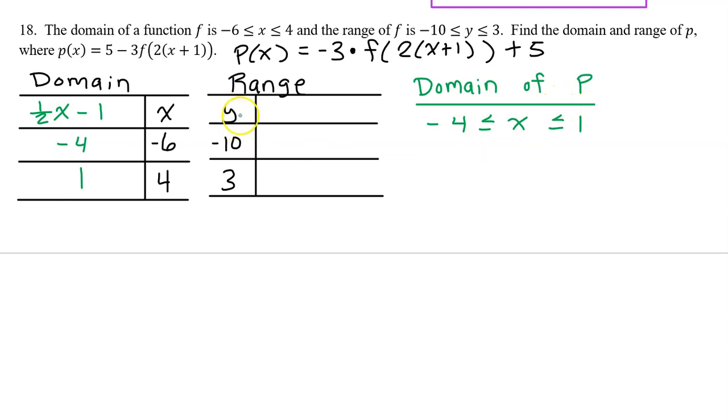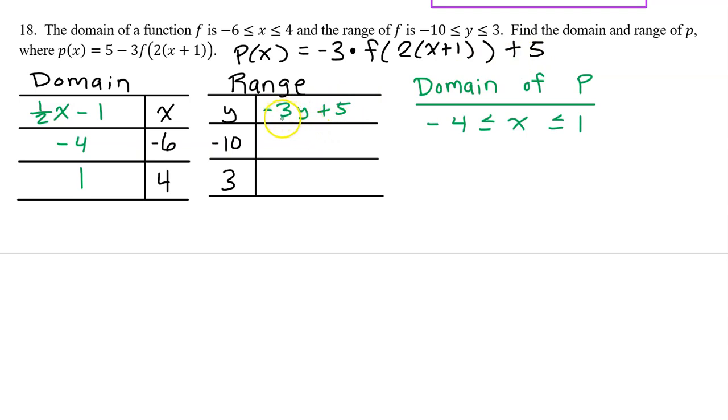Now we need to find the range of function p. So what are the transformations that will affect the y values? These will appear outside of the function, and they operate exactly the way they look. So to find the new endpoints of the y values, I can just multiply the old y values by -3 and then add 5 to them.